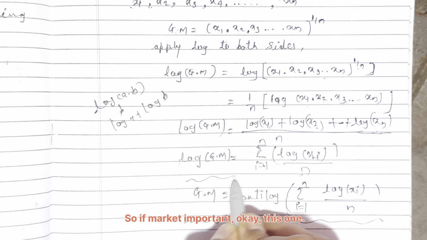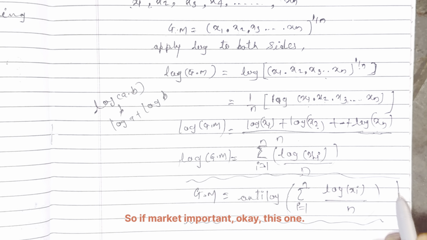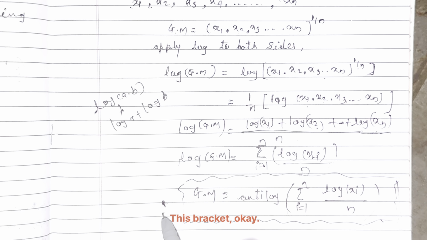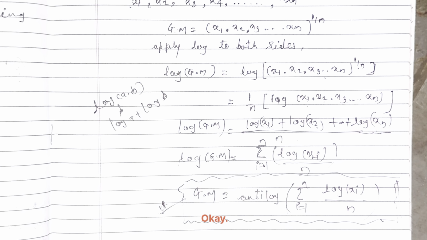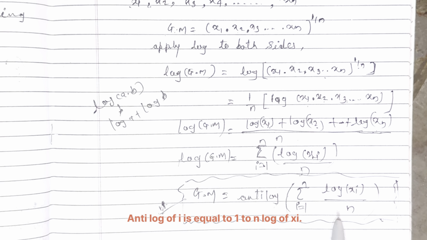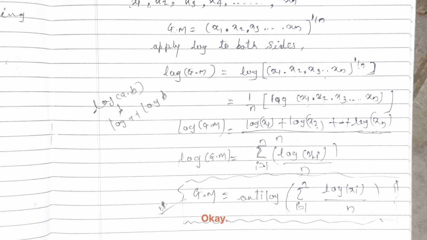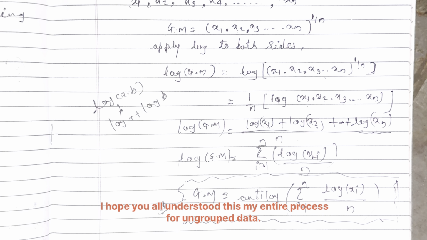This one is very important, this bracket. This is the geometric mean: anti-log of i is equal to 1 to n log of xi by n. This is the way we can find the geometric mean. I hope you all have understood my entire process for ungrouped data.